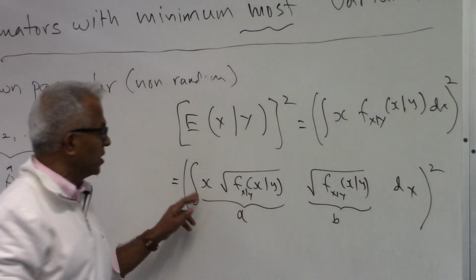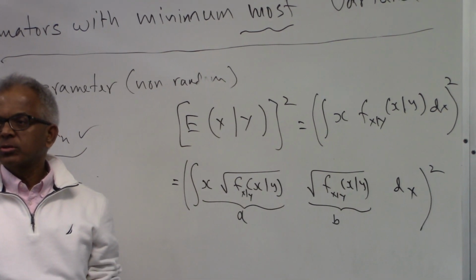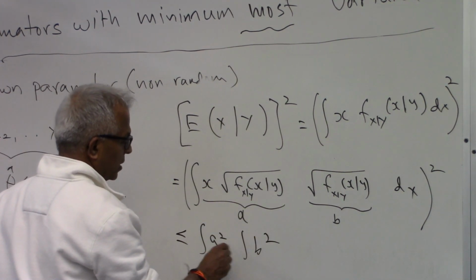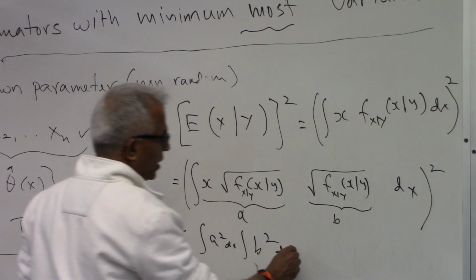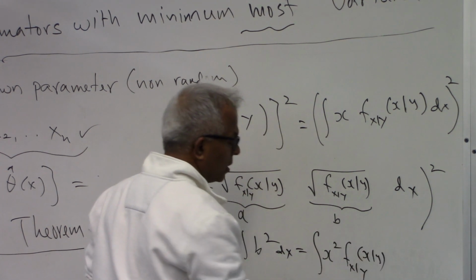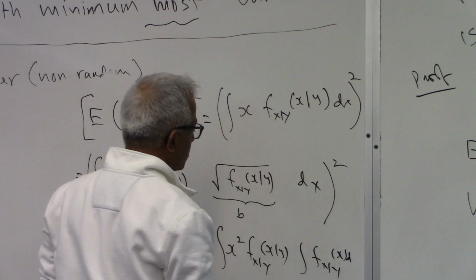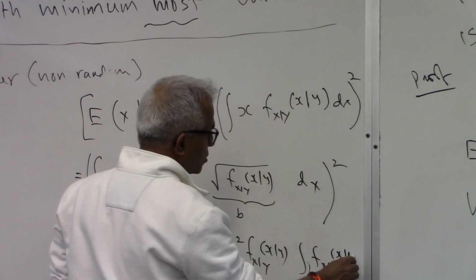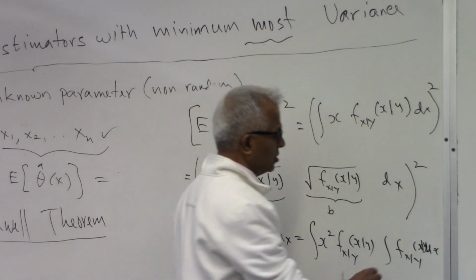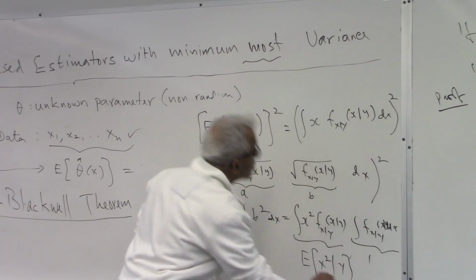Anybody? Now what do I do? This is an inner product of two functions, a(x) and b(x) squared. So what do we do? Cauchy-Schwarz, right? So this is less than or equal to the integral of a squared multiplied by the integral of b squared. Substituting, a squared is the integral of x squared f(x given y), and b squared is the integral of f(x given y). What is the second integral? This is a conditional density function of one random variable, so the area under a density function is 1, right? And the first is the expected value of x squared given y.